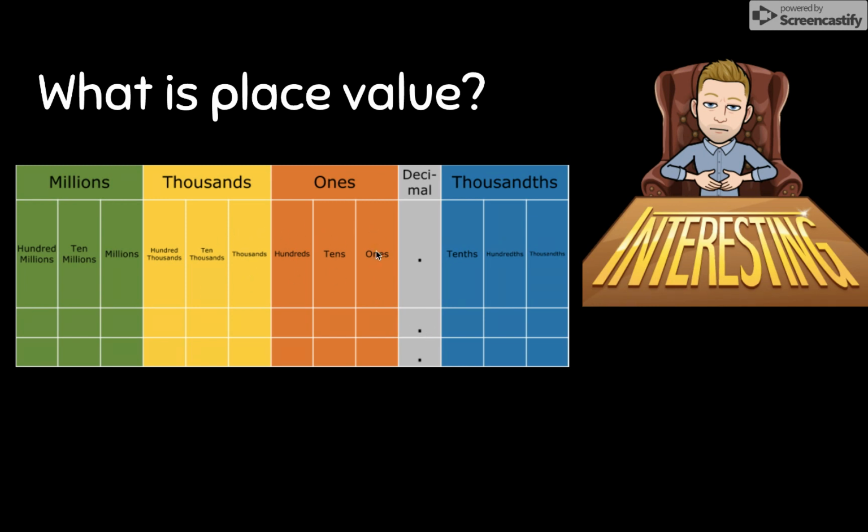For example, we have the ones column, the tens, the hundreds, the thousands, the 10,000s, the 100,000s, the millions, the 10 millions, and 100 millions. All of these columns here, the orange, the yellow, and the green, are dealing with whole numbers. And every time you move to the left one, you are going 10 times greater, or multiplying the column before it by a factor of 10.